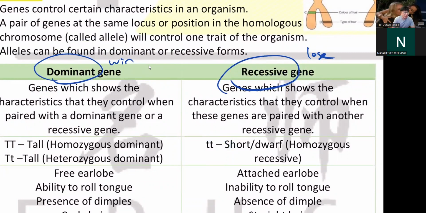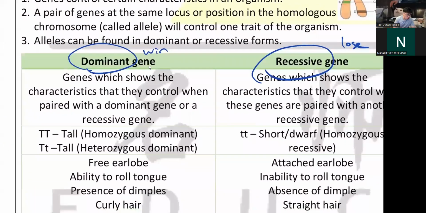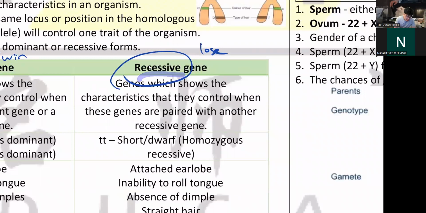Okay, so what does it mean? Dominant gene is the gene that will always show its characteristic. Whereas recessive gene will only show when there's no dominant gene. Okay, when dominant gene doesn't exist, only then will recessive gene come out. That's the meaning.